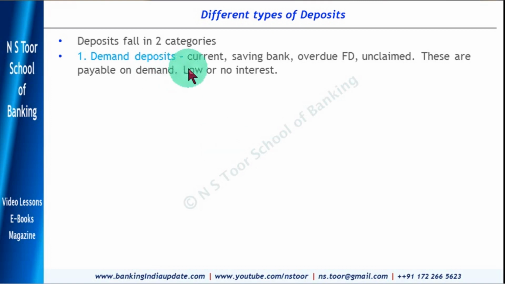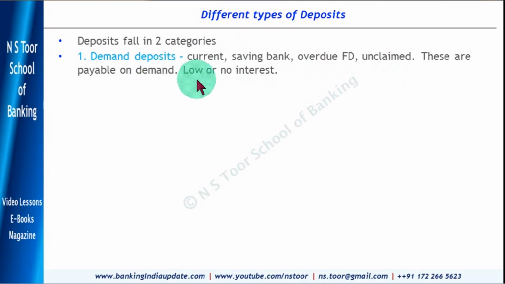In demand deposits, current accounts, saving bank accounts, overdue fixed deposit or term deposit accounts, and unclaimed deposits are categorized as part of demand deposits. The basic feature of these accounts is that they are payable on demand, meaning the customer can withdraw this money anytime by simply demanding the money.